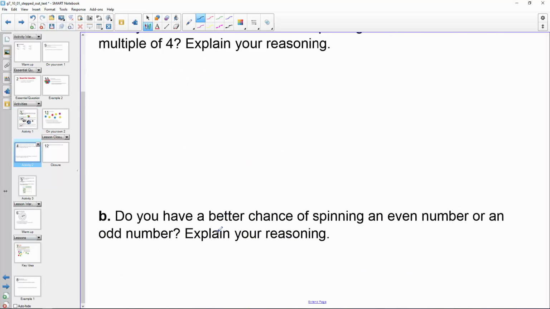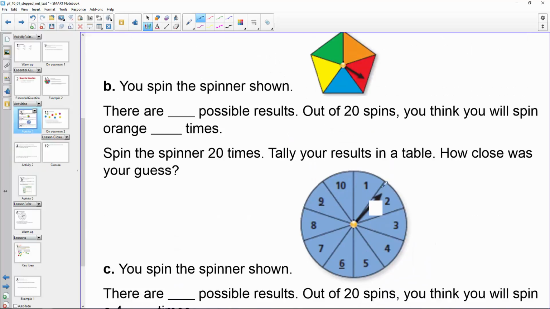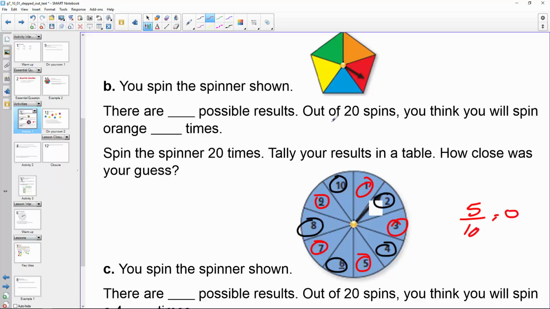Next one says, do you have a better chance of getting an even or an odd? Well, if I go back to this and I clear out my ink that I had before, my evens are 1, 2, 3, 4, and 5. And my odds are 1, 2, 3, 4, and 5. So in both cases, for my odds, I have a 5 out of 10. And for my evens, I also have a 5 out of 10. So this is equally likely. I have the same chance, right?